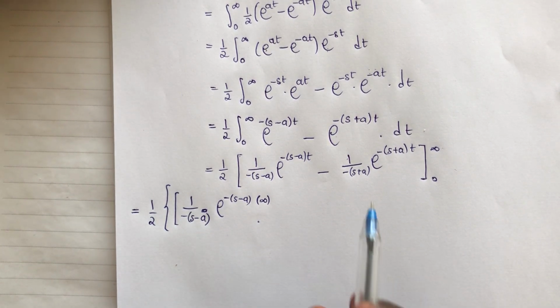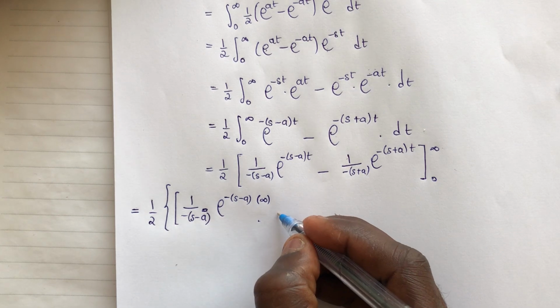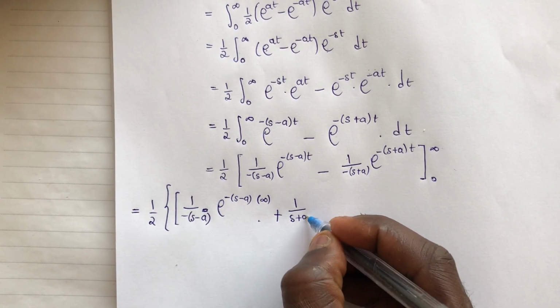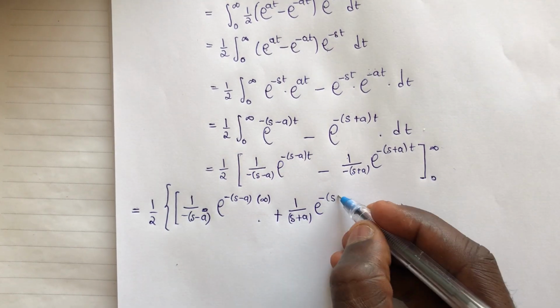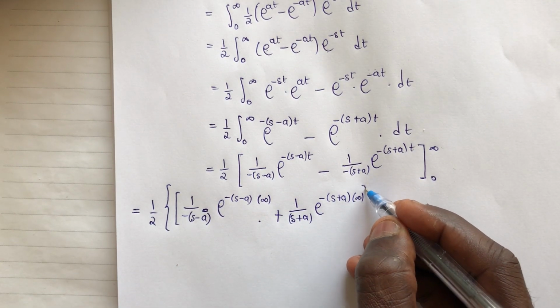We do the same thing for this side. Minus, remember that negative times negative will give us plus. So I'll just put plus 1 over s plus a, e to the minus s plus a. I'll substitute my infinity. I close this one.